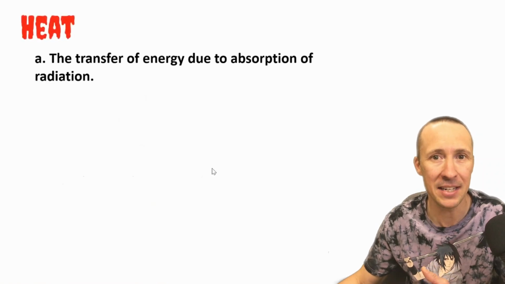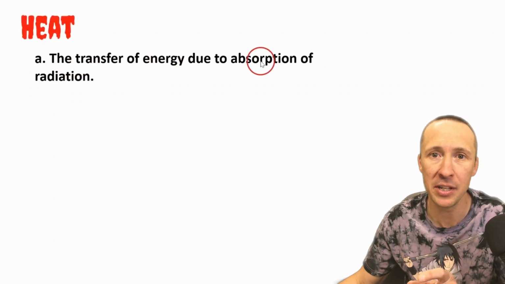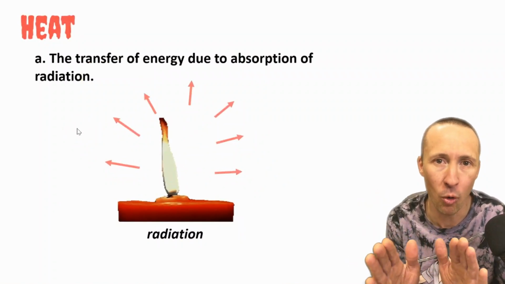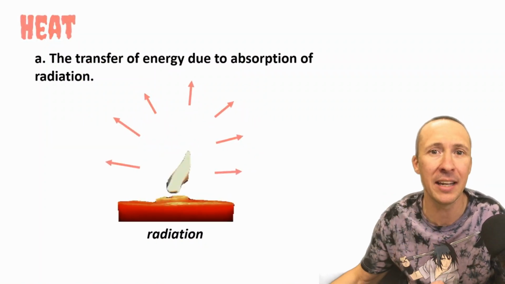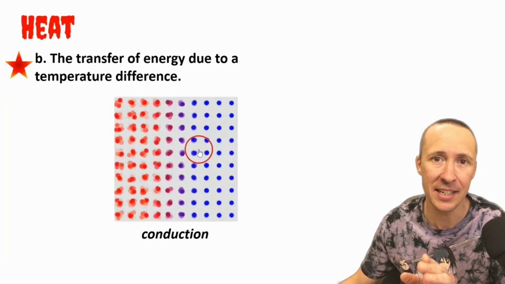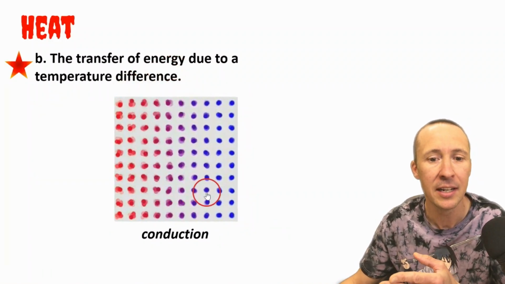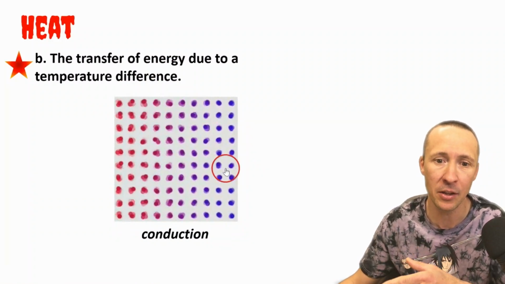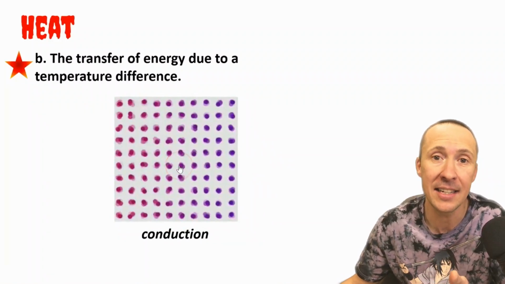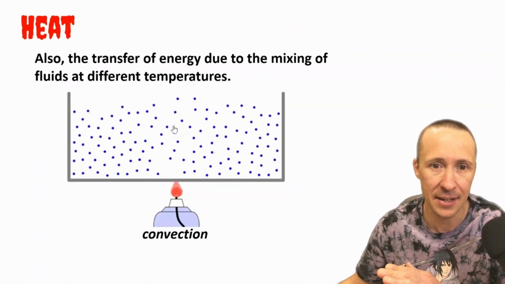Heat is a different beast in itself. In one definition, it's the transfer of energy due to the absorption of electromagnetic radiation. So this candle might warm up our skin because our skin is absorbing electromagnetic radiation, making it hotter. Another part of heat, which is more commonly seen in textbooks, is the transfer of energy due to a temperature difference. So we have a hotter body increasing the temperature of a cooler body by making those molecules move faster. If they're touching, it's called conduction, and that's heat right there. You can also think of heat as the mixing of fluids at different temperatures.